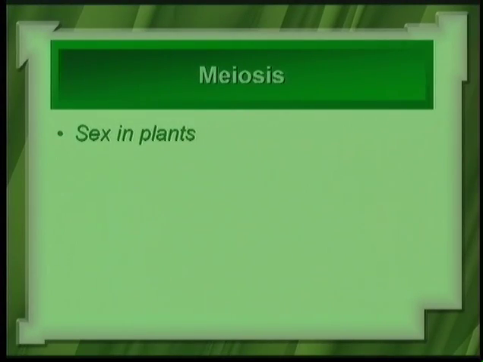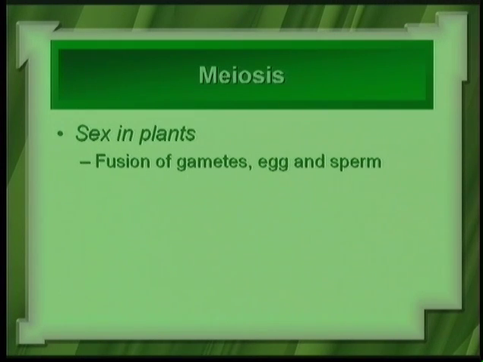Okay, next we're going to talk about what happens in the flower. Meiosis has to do with sex in plants. What is sex? Sex is when you have a sperm and an egg fusing. That's fertilization. So sex in plants involves the fusion of gametes. What are gametes? Gametes are sex cells. They're also known as egg and sperm. Egg comes from the female parent, sperm from the male parent. So sex in plants, very interesting.